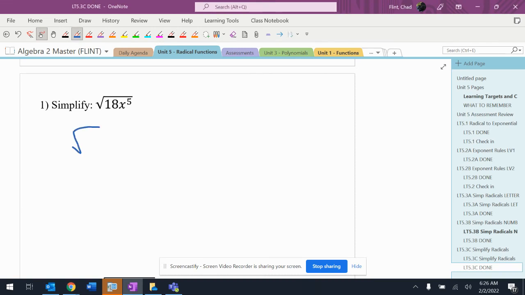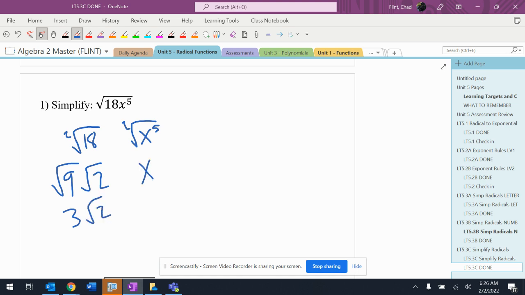All right, so we're going to split this into radical 18, radical x to the fifth. Remember, if there's no number in front of the radical, it has an imaginary 2 there. Not imaginary, it has a 2 there. All right, so I'm doing square root of 18. Okay, I'm going to play around with my factors. I'm going to get radical 9, radical 2, which is going to give me 3 radical 2 right there. All right, so 3 radical 2.